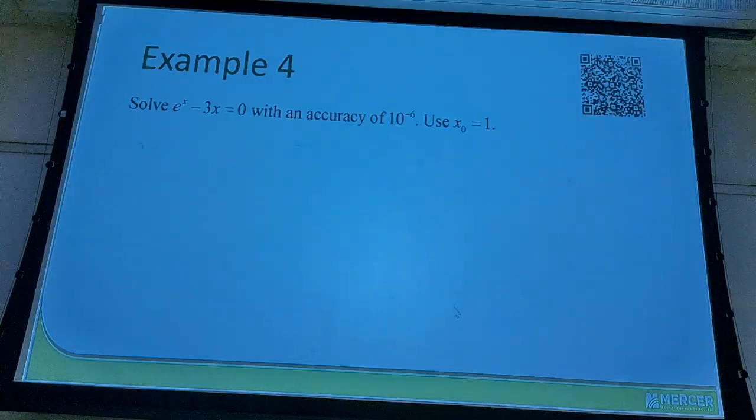Solve e to the x minus 3x equals 0 with an accuracy of 10 to the -6. And they're telling us to use 1 as our initial guess.